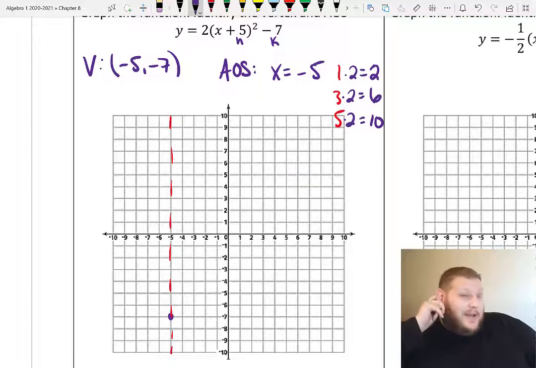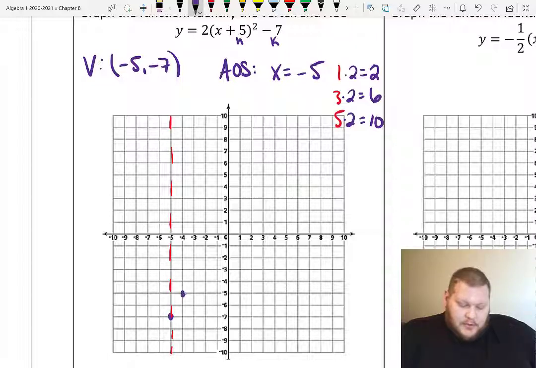And again, we want to try and at least get the first 2 points on each side on there. So from my vertex, I can go up 2 over 1 on both sides. And then from there, I'm going to go up 6 over 1. My next one would be up 10 over 1, which is just going to be barely off my graph. There we go. And then just connect my dots with a nice smooth curve.